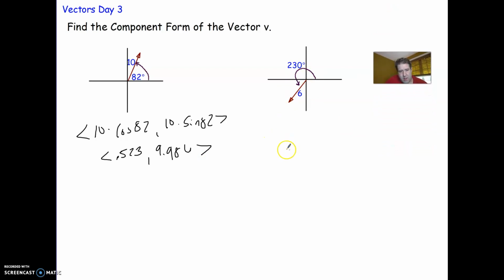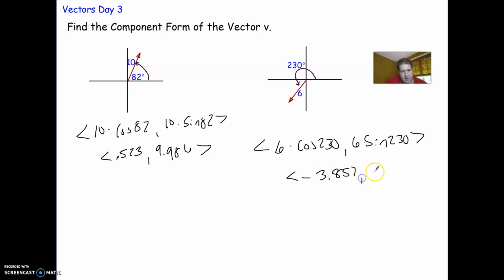Same thing over here. So we have magnitude times cosine of 230 and magnitude times sine of 230. So 6 times cosine of 230 gives me negative 3.857. I'm going 3 significant digits and rounding. And then 6 times sine of 230 gives me negative 4.596. Okay, so that's going to be the third quadrant. That makes sense because it's a 230-degree angle, and negative is in the third quadrant.